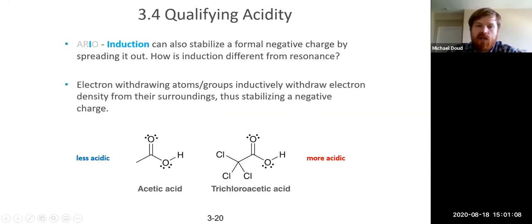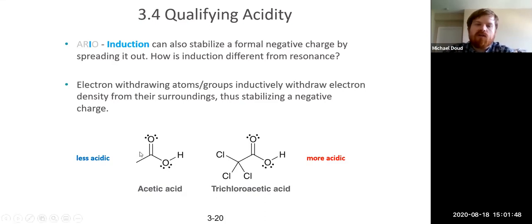Okay, now there's also cases where we have the same amount of resonance, yet we can have differences in acidity by what's called induction. Now this might be a new word to you, induction, but basically what we're saying is we can stabilize the negative charge by nearby electronegative atoms withdrawing electron density from the surrounding atoms. So when we look at induction, we're asking ourselves, which lone pair has more electronegative atoms around it, pulling away those negative charges. And the more those are stabilized through induction, the more acidic the compound is going to be.